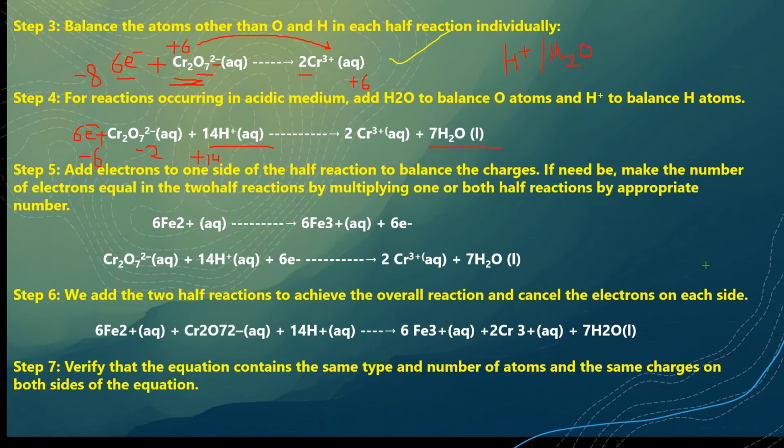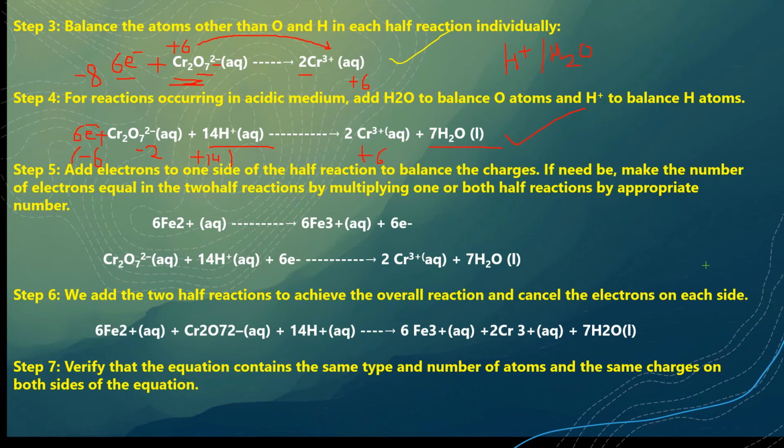So it is plus 6. The net charge on the left hand side is 6 positive. On the right hand side, already 6 positive. I can see 2 chromiums on both the sides. I can see 14 hydrogens on both the sides and 7 oxygens on both the sides. So this half is balanced.